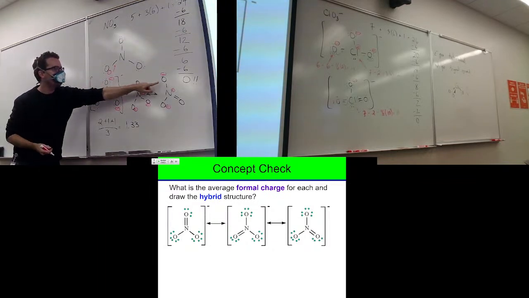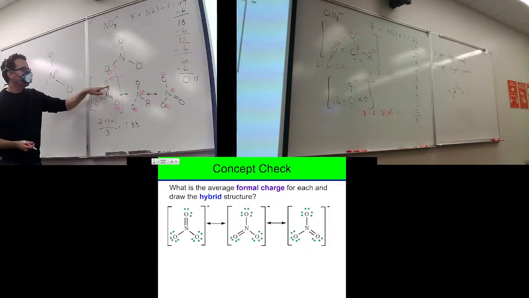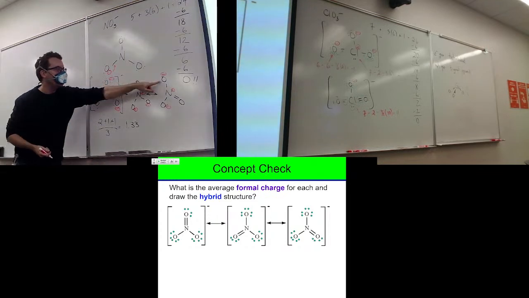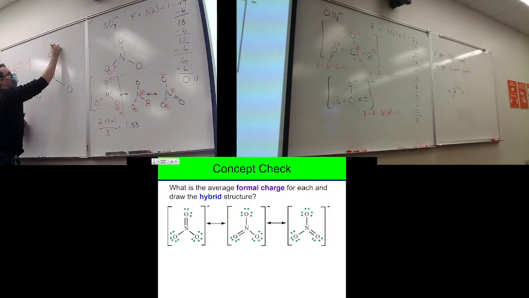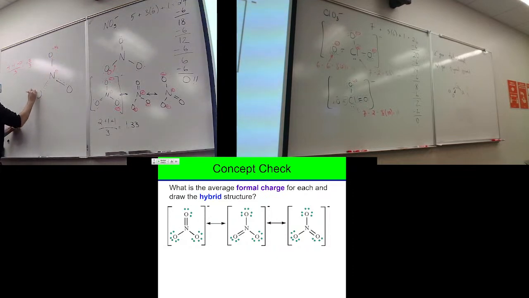Well, out of 3 of the structures, 2 of them are -1, and 1 of them is a 0. So we've got a -1, a -1, and a 0 out of the 3 different structures. The average is -2/3. So the formal charge on each oxygen is -2/3. Not -1, -2/3.